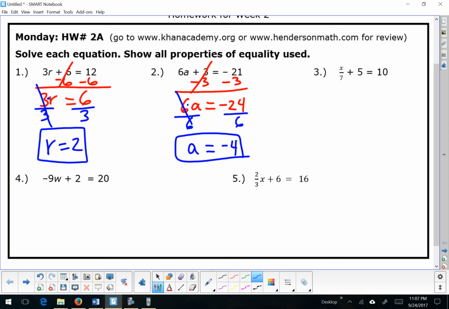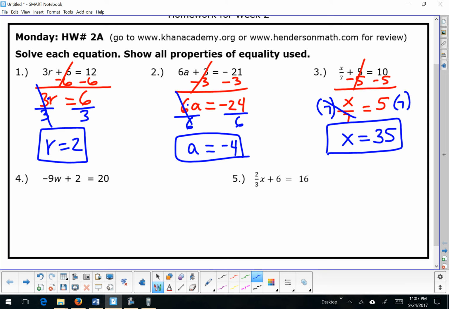Alright, let's take a look at number 3. This one looks a little different. So x divided by 7 plus 5 is equal to 10 is what it says. So I need to do the opposite of adding 5, and I need to do the opposite of dividing by 7. So I'm going to clear my constant first, cross off my inverses, rewrite my question, and I'm going to clear my coefficient. The inverse of dividing by 7 is multiplying by 7. And that gives me a 35.